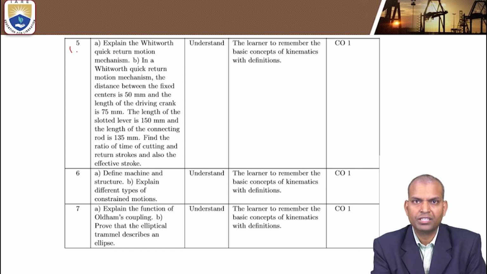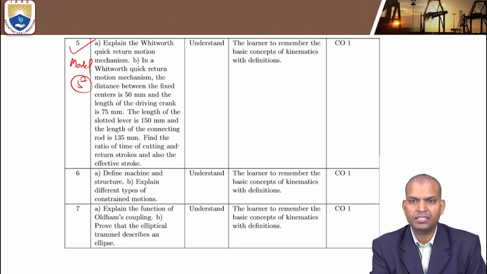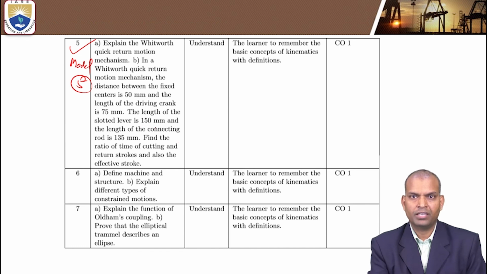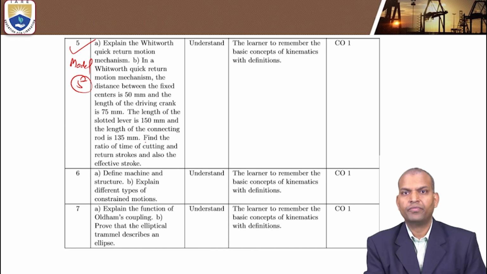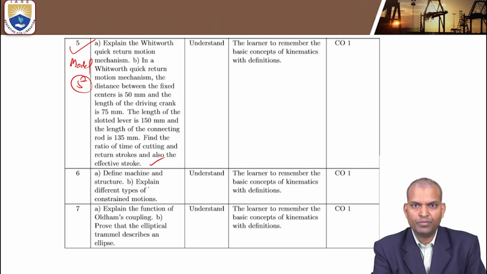It is the Whitworth quick return motion mechanism. It is model number 5 in this session. Please go through it thoroughly. We covered it in detail. The length of the slotted lever and the length of the connecting rod are given. Find the time of cutting stroke and the effective stroke. In the Whitworth quick return motion mechanism, effective stroke length can be calculated by drawing the space diagram.